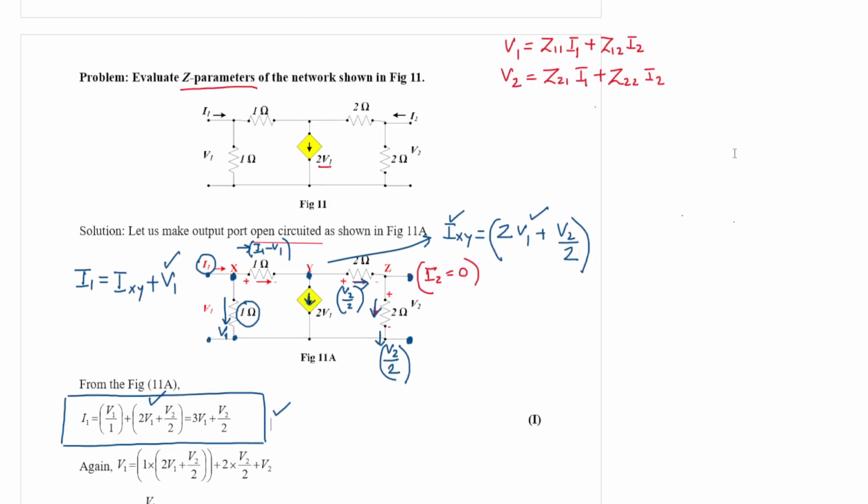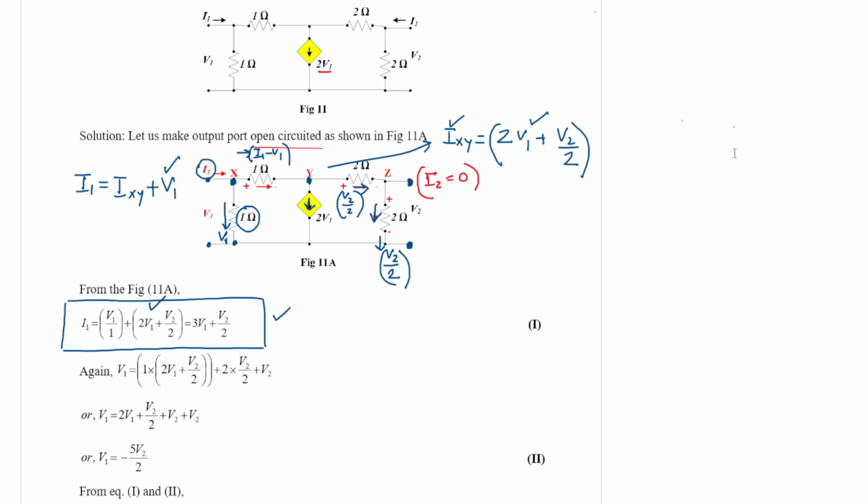Again, now if you want to apply KVL on the loop, this is the input voltage V1. Now a drop is coming across the 1 ohm. What is that drop? The current flowing through this 1 ohm resistance, which is 2V1 plus V2 by 2, into 1. That is the voltage drop across the 1 ohm resistor. Then the voltage drop across this 2 ohm resistor, which is 2 into IYZ, and IYZ is V2 by 2, so it is written as 2 into V2 by 2. And finally we have this voltage V2, that is the open circuit voltage.